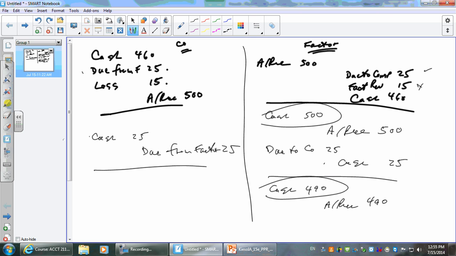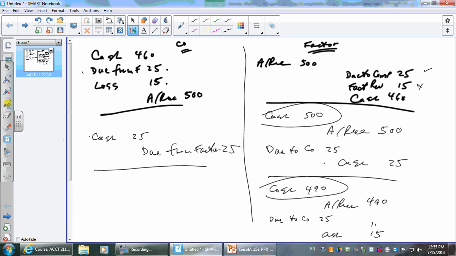All right. So you want to do what? Debit what? You want to get rid of what? Due to. The entire due to goes away. But I'm only going to give cash of 15. Is that right? I think so.